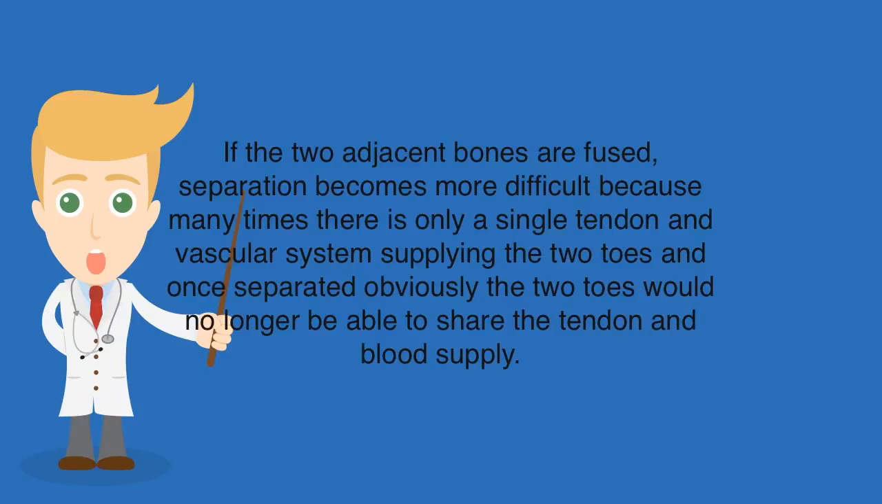If the two adjacent bones are fused, separation becomes more difficult because many times there is only a single tendon and vascular system supplying the 2 toes, and once separated, obviously the 2 toes would no longer be able to share the tendon and blood supply.